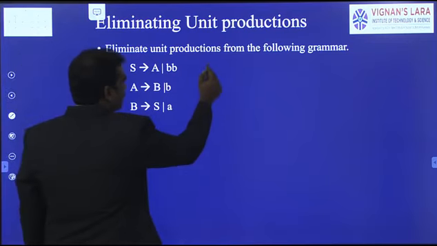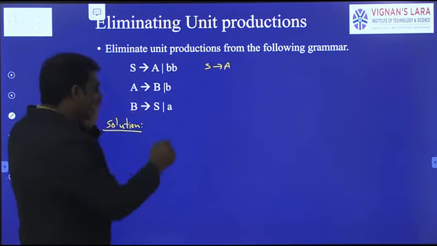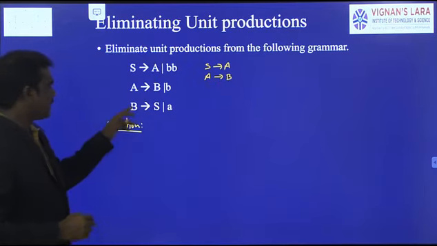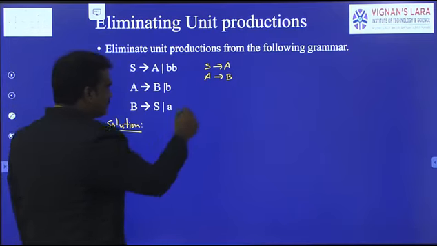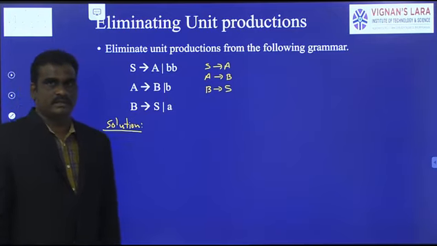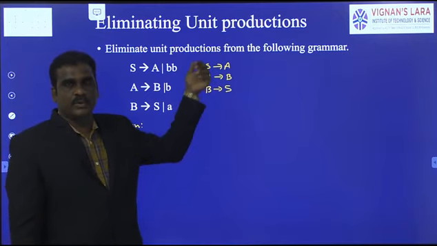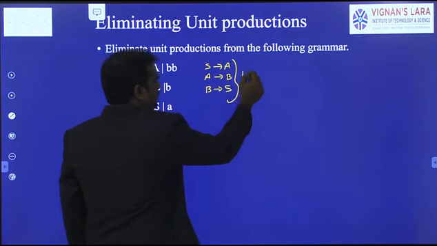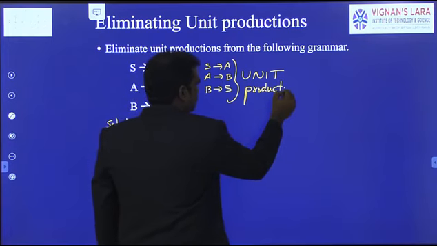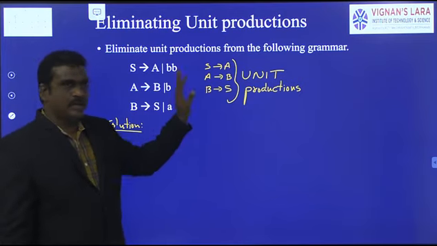One is S to A. Next one is A to B. And the third one is B to S. These are the unit productions. Now we have to eliminate these 3 unit productions.